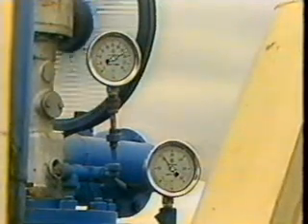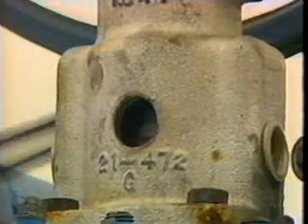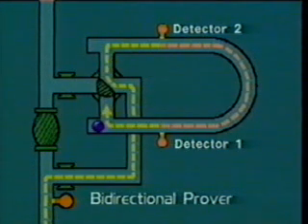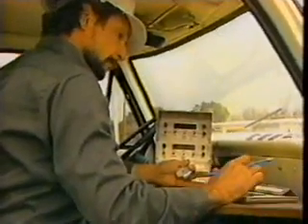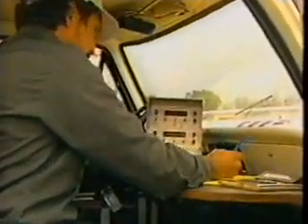Once the prover and meter are stabilized, launch the displacer by activating the four-way valve. When the displacer has passed detector 2, record the pulses and adjust the valve to reverse the flow. When the displacer passes detector 1, the counter displays the pulses for the round trip. Record this reading and zero the counter for the next trip. To establish repeatability, 5 out of 6 consecutive round trips are made that give volumes within 0.05% of each other.